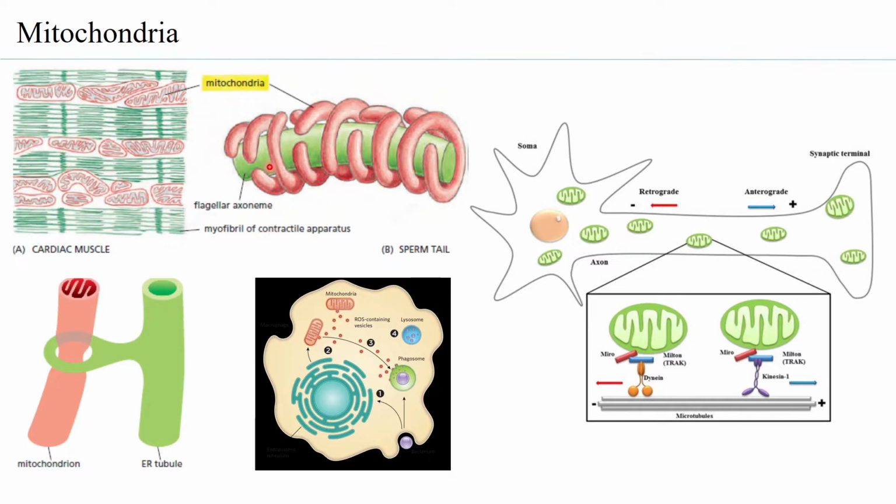Then again, what you see over here is a sperm tail, and on the sperm tail you can see how the mitochondria is wrapped around. Here you can nowhere find a bean-shaped mitochondrion. Instead, it is more of a tubular kind of shape. Then it is also found to be associated with several different organelles. For example, you can see over here how the mitochondria can be associated with the endoplasmic reticulum.